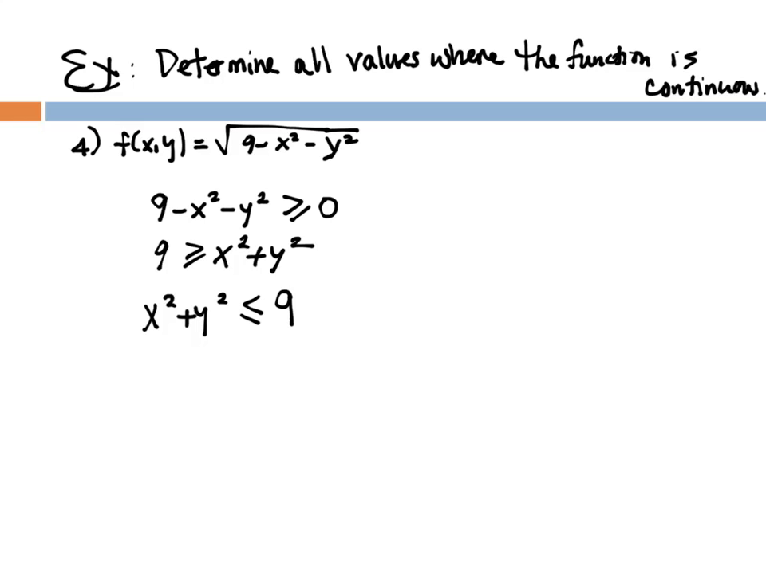Let me pause for a second. Inside, yeah. Okay, so it's a circle. Where's the circle centered? 0, 0. All right, it's centered at 0, 0 with radius of 3.